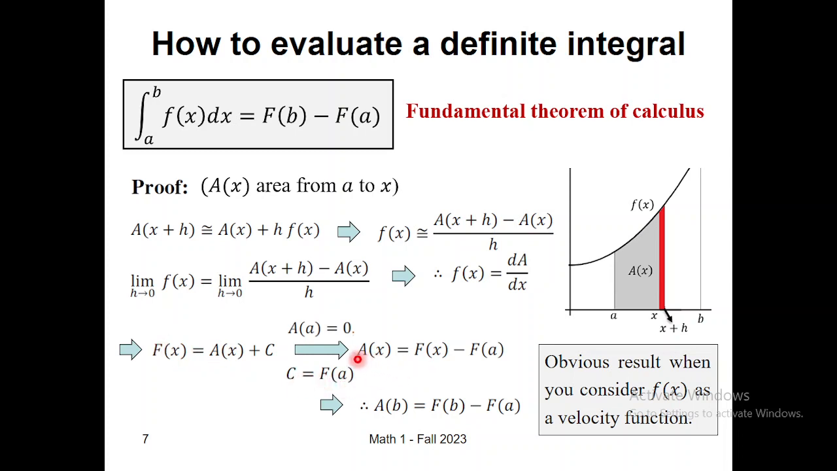So the result is that A of x equals F of x minus F of a. Now if you put x equal b, you get what we want to prove: A of b equals F of b minus F of a. And A of b is the total area from a up to b, which gives the definite integral from a up to b as F of b minus F of a.